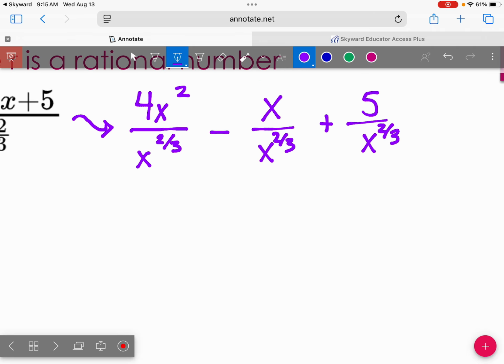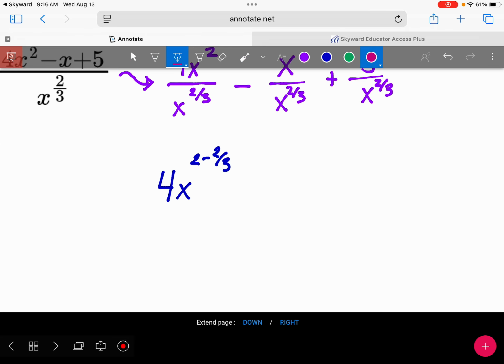Once we have it like this, we're going to try and combine our x's together. We may get fractions, we may get negatives. It's okay, we can do that. When we have an expression like 4x squared over x to the 2/3, what can I do with these exponents to make them combine together? Subtract them. So this is going to give me 4x to the, what is 2 minus 2/3, as an improper fraction? 4/3.